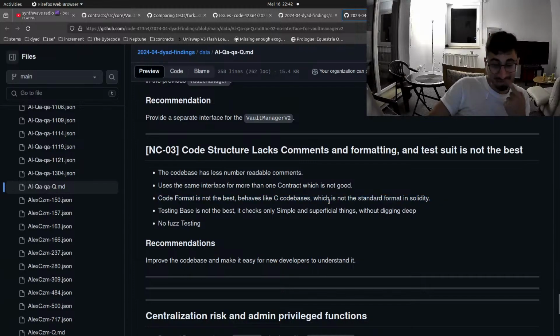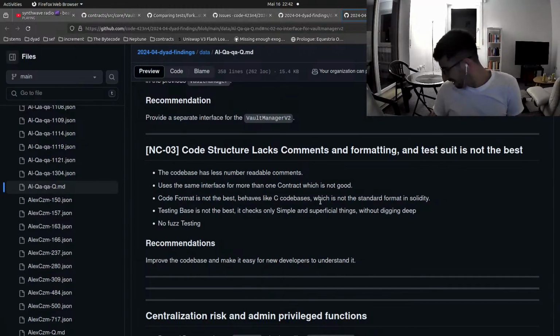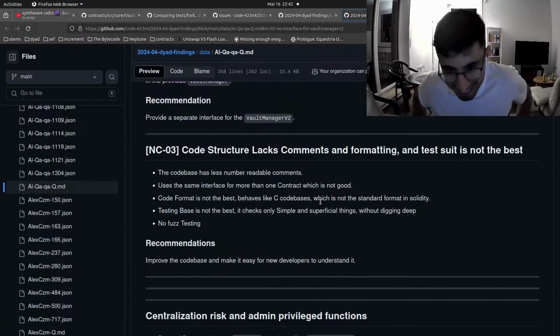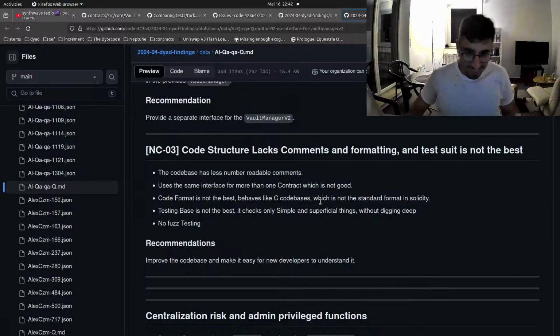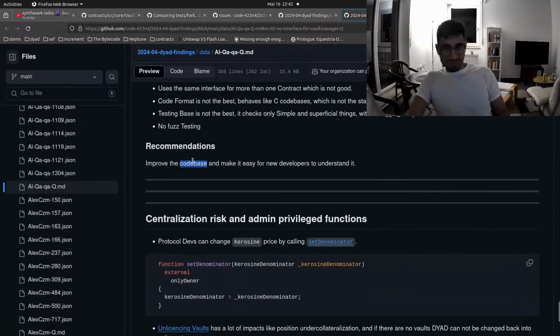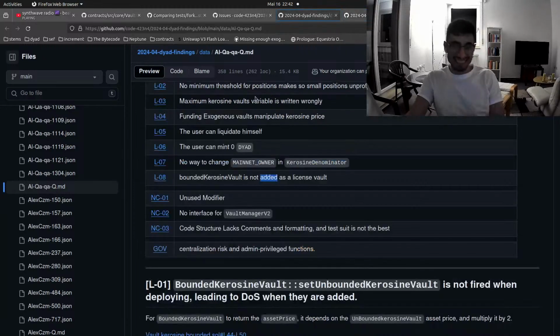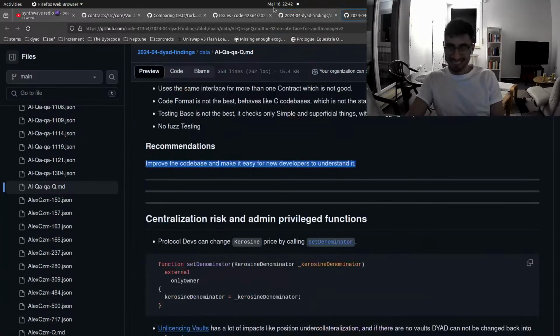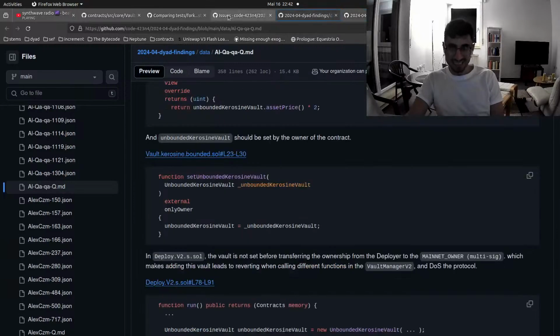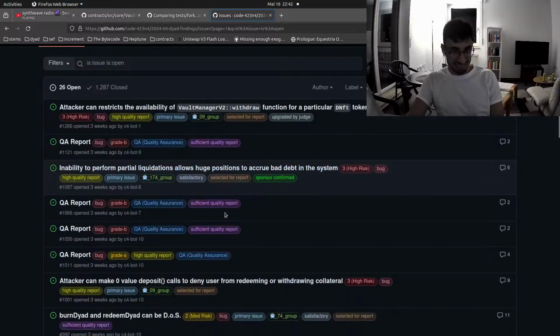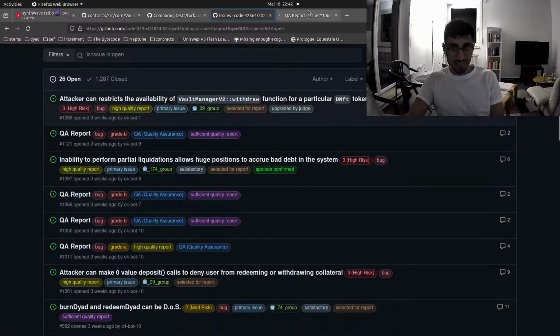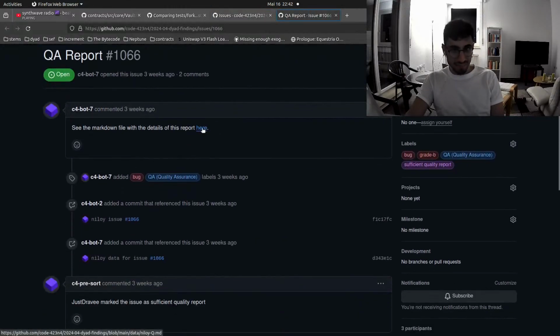Like any serious C code. Oh, this is funny. Improve the code base and make it easier for this. Nice, nice, nice, nice. Okay. Yeah, bro. So this is a, how many QR reports are there?